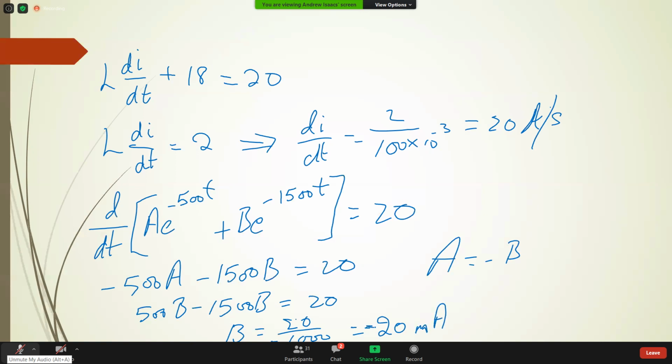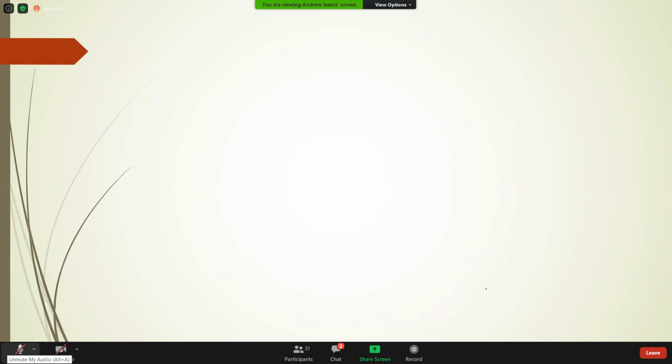Milliamps. All right, which implies that A would be equal to 20 milliamps. All right, so I now have A and B, so I can now write my expression.